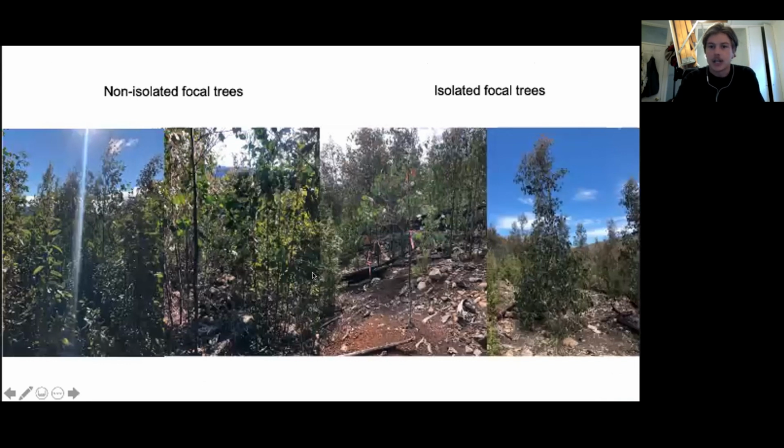These images here show examples of 2 focal trees growing with neighbours on the left, and then focal trees without neighbours within 2 metres on the right. Using these isolated focal trees is a really ideal way to assess neighbourhood effects, because they really act as a baseline or a control of how these trees would grow without the influence of neighbouring plants.